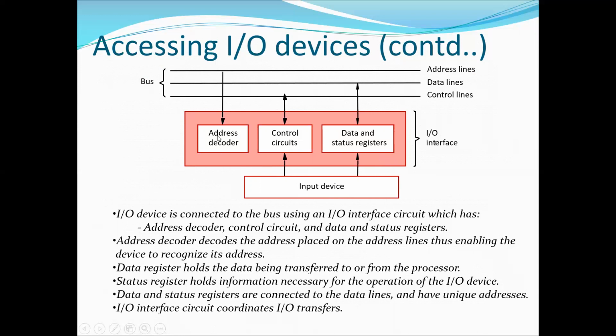This IO interface has three components: address decoder, control circuits, and data and status registers. The address decoder, as you can see, is connected to the address line. Control circuits are connected to the control lines. Data and status registers are connected to the data lines. This is bidirectional, so we can send and receive data.